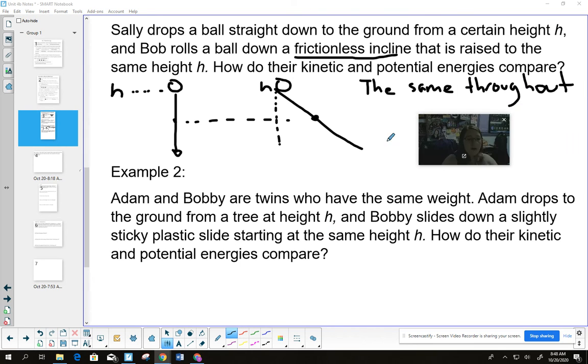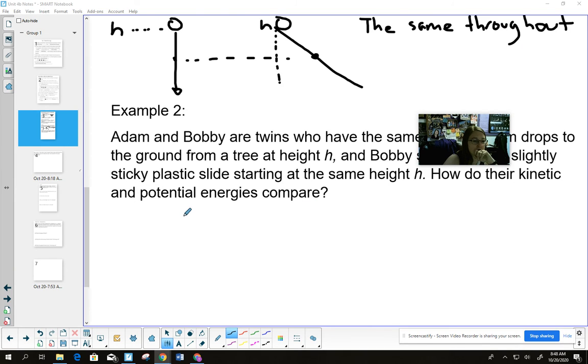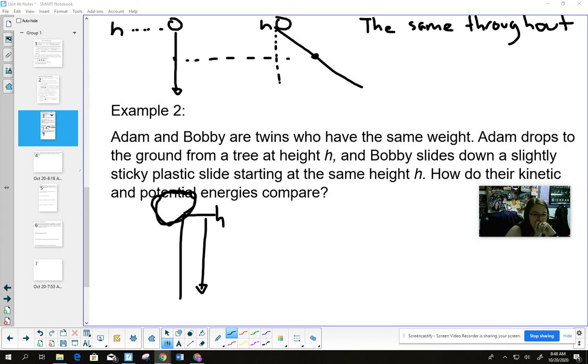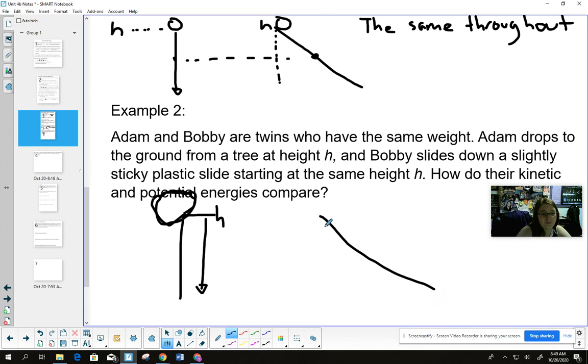Now we have a different situation here where Adam and Bobby are twins. They have the same weight, which is good because, again, potential energy is impacted by mass. Adam drops to the ground from a tree at height h. So here's Adam on a tree. That's a tree. Here's Adam. He drops from height h. There's the branch. And Bobby is sliding down a slide, still from the same height h. Bobby goes down the slide. Here's Adam dropping down as well.